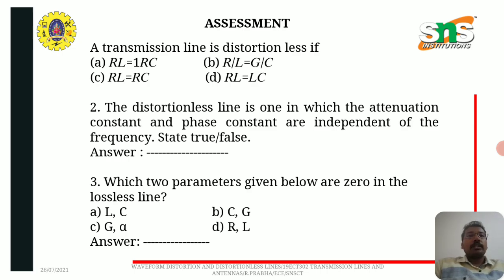Second one, the distortionless line is one in which the attenuation constant and phase constant are independent of the frequency. State true or false. Answer is false.